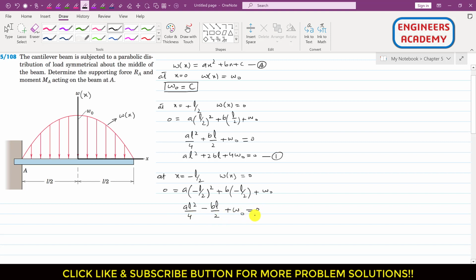Now if I multiply this whole equation with 4, we will be left with a L square minus 2 b L plus 4 omega naught, and this is equal to 0. So this is equation 2.